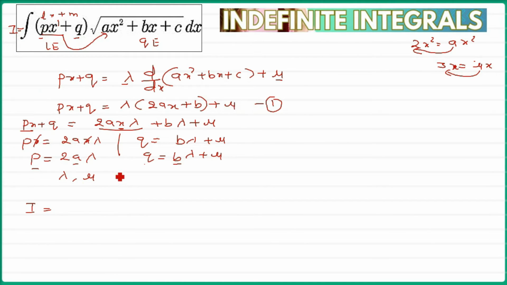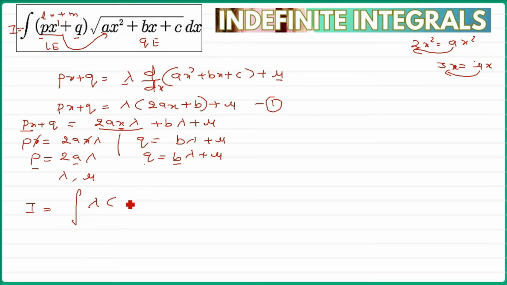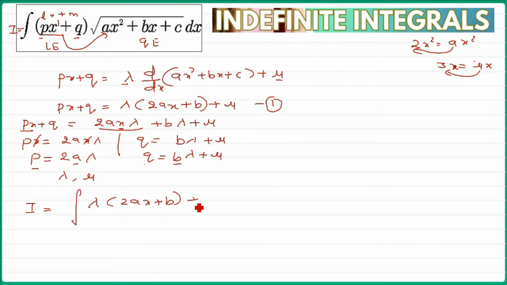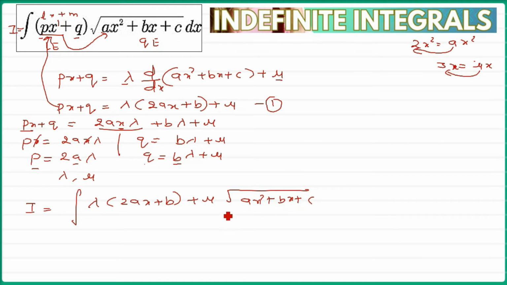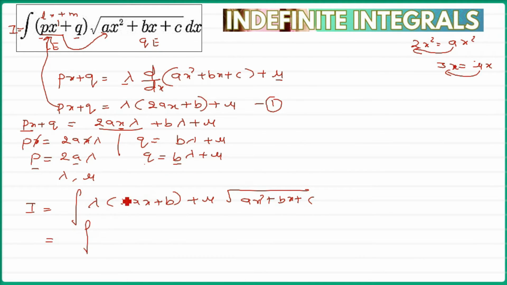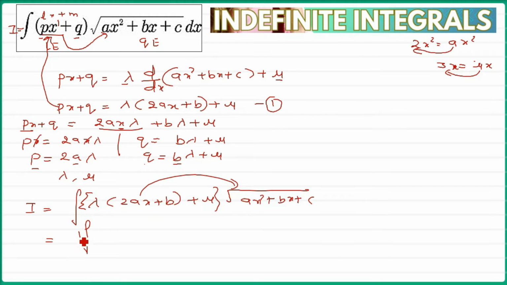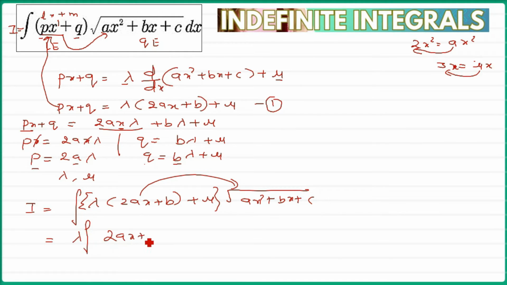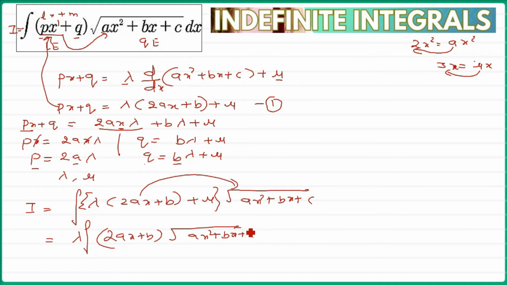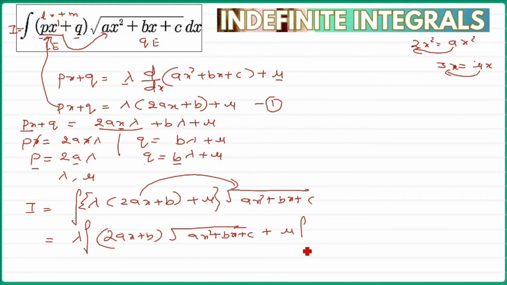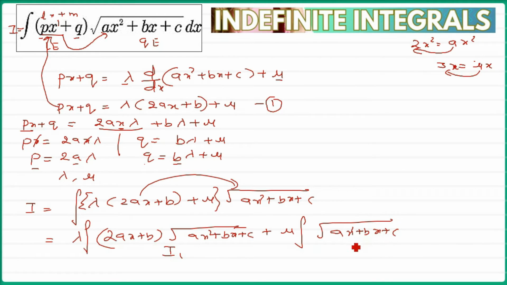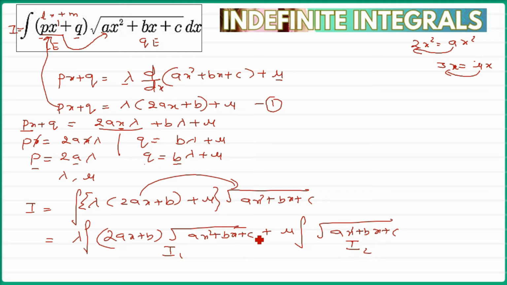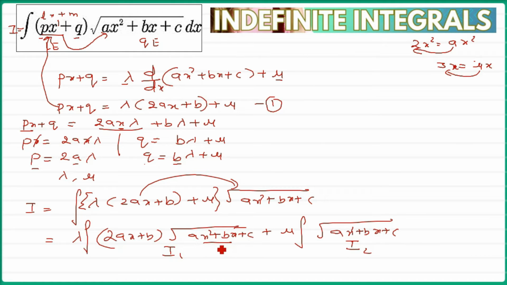So in place of px plus q I am writing lambda into 2ax plus b, plus mu, and then we have inside the root ax square plus bx plus c. Now let's multiply this. The integration will be lambda into 2ax plus b, divided by the square root of ax square plus bx plus c first. So lambda we can take outside. Then we have mu, it can be taken outside. Inside this we have the square root of ax square plus bx plus c. Now let's call the first one I1, the other part I2. Now in the actual question we'll see how we are going to find out.